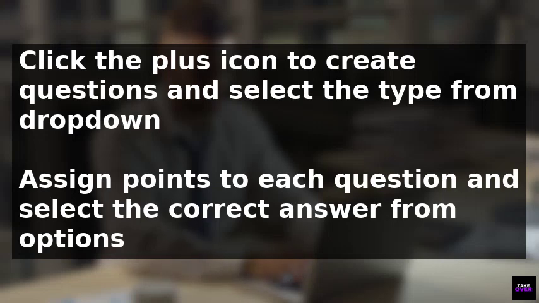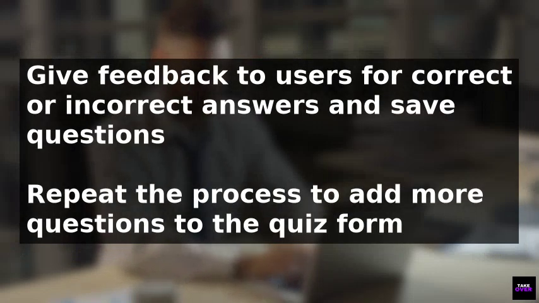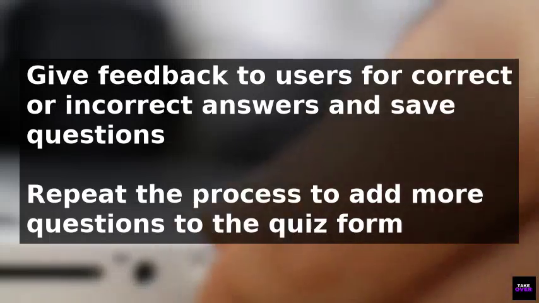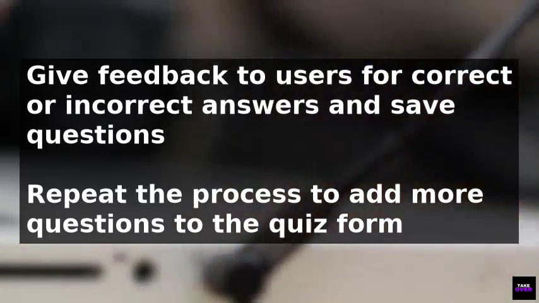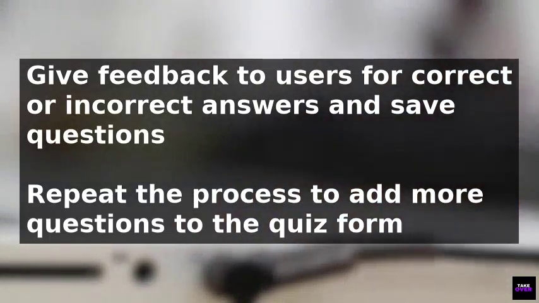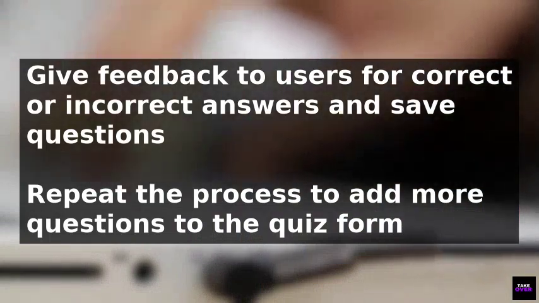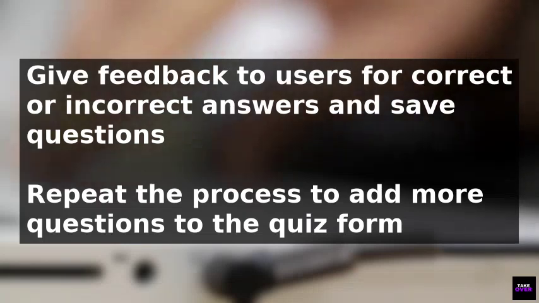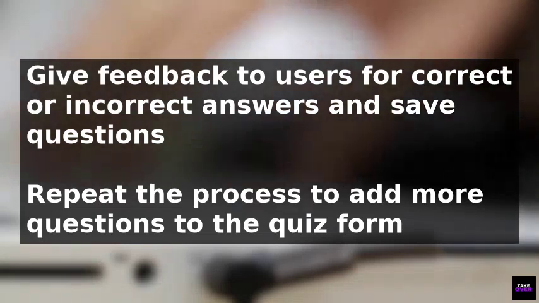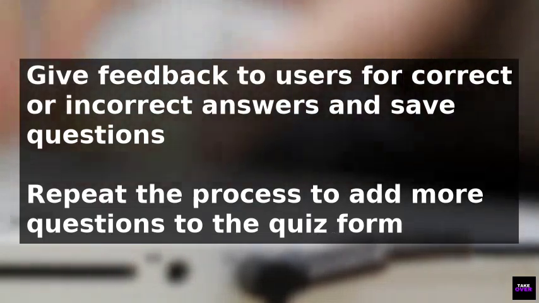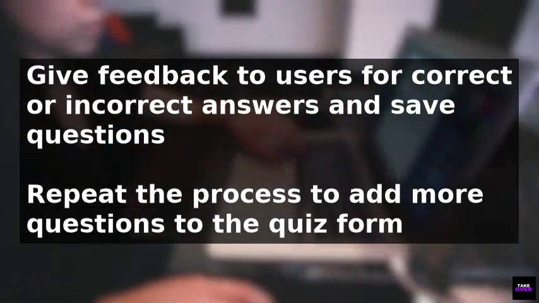You can also assign points to each question by clicking on the points icon at the top right of the question. Additionally, you can give feedback to the user for correct or incorrect answers by clicking on Add Feedback. Once you've set up your question, click Save and then Done. To add the next question, click on the plus icon again.